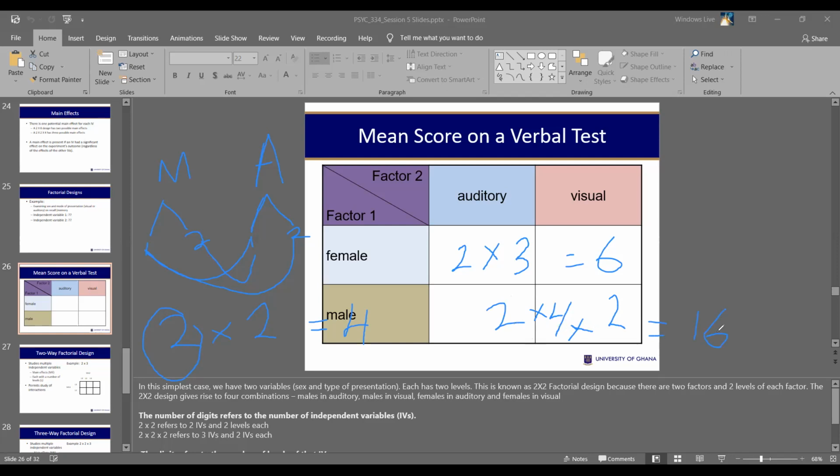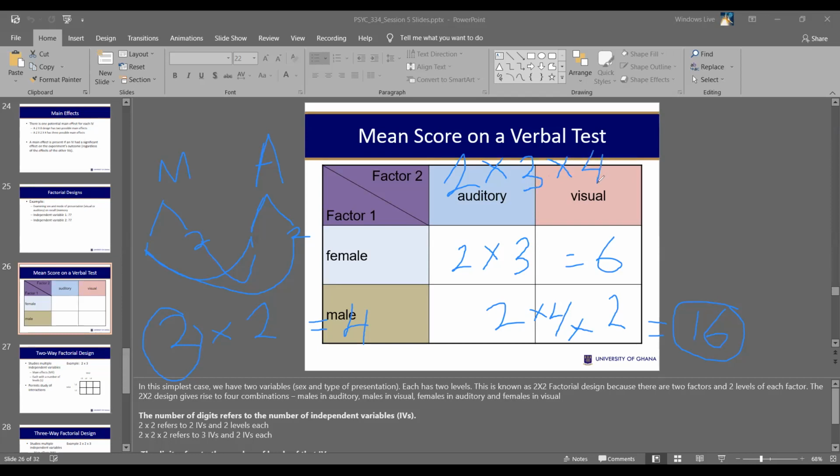2x2 times 4 is 8, 8 times 2, 16. So it means we will have 16 interaction effects. So in an examination, they could easily ask you, they can indicate this, 2x3 by 4, and ask you several questions under it.